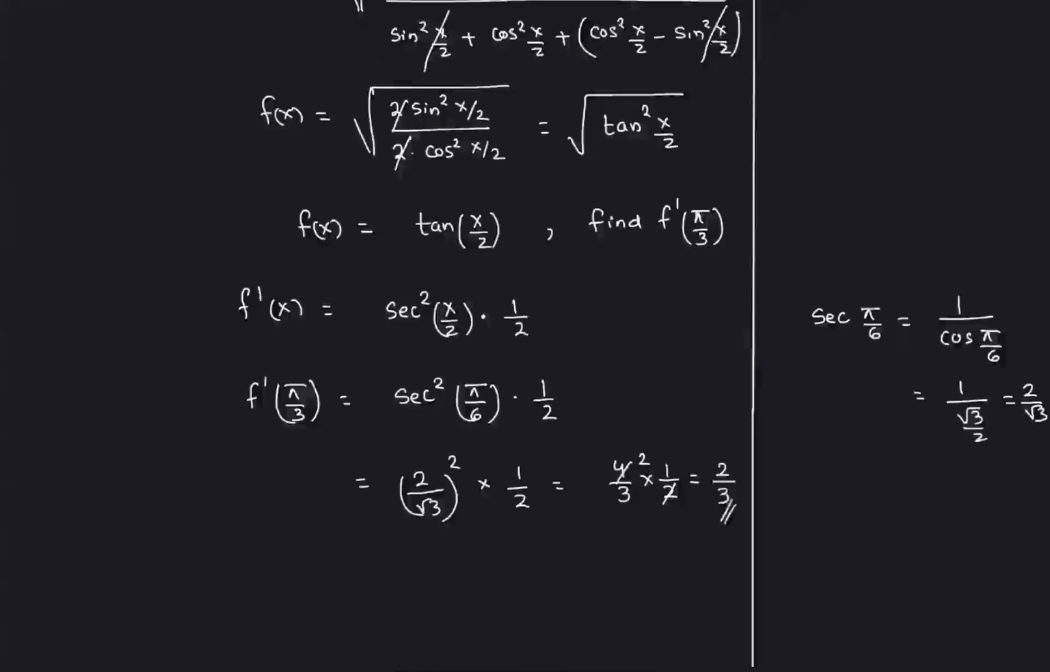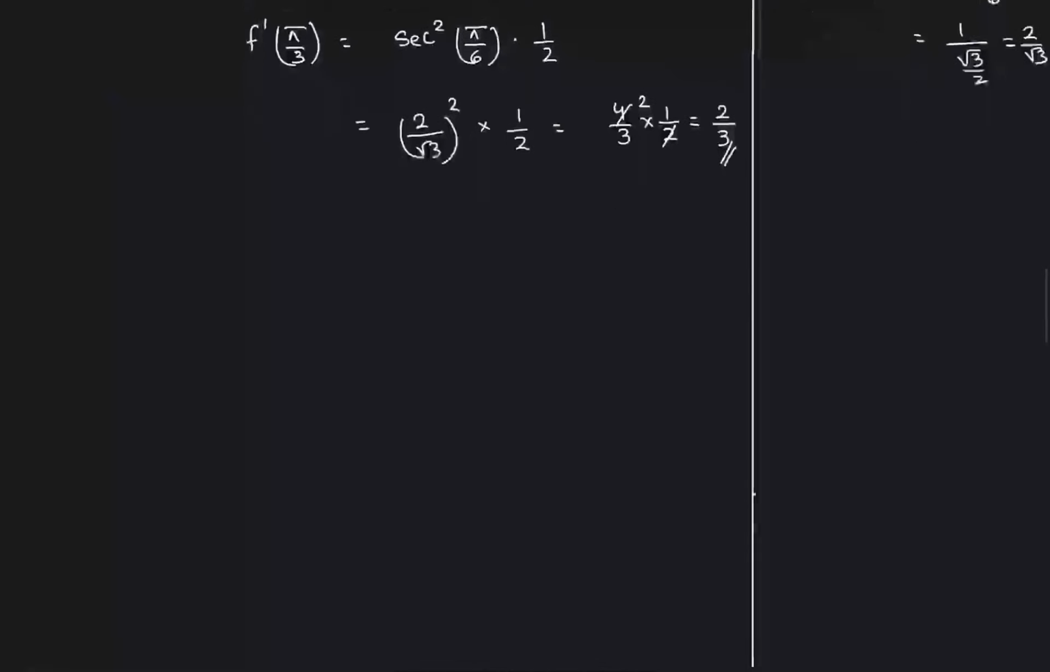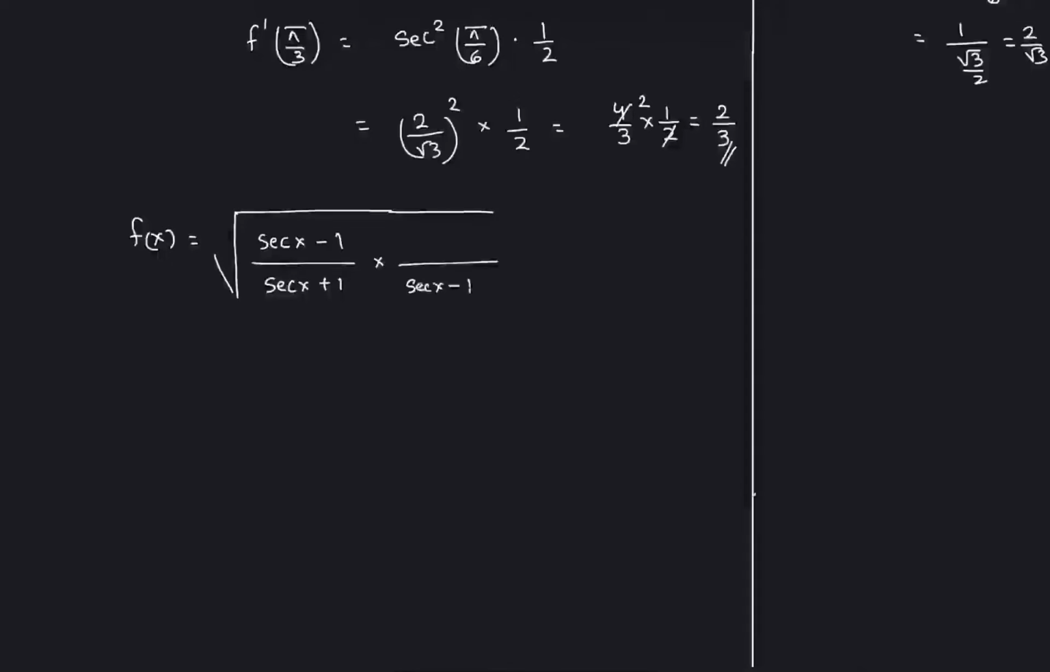So this is the first way of solving this. The other method to solve is, let me just quickly take you through that. If f of x is equal to square root of sec x minus 1 over sec x plus 1, now inside the square root, if I multiply sec x minus 1 in both numerator and denominator, you can say the numerator can be written as sec x minus 1 whole square and the denominator can be written as sec square x minus 1.